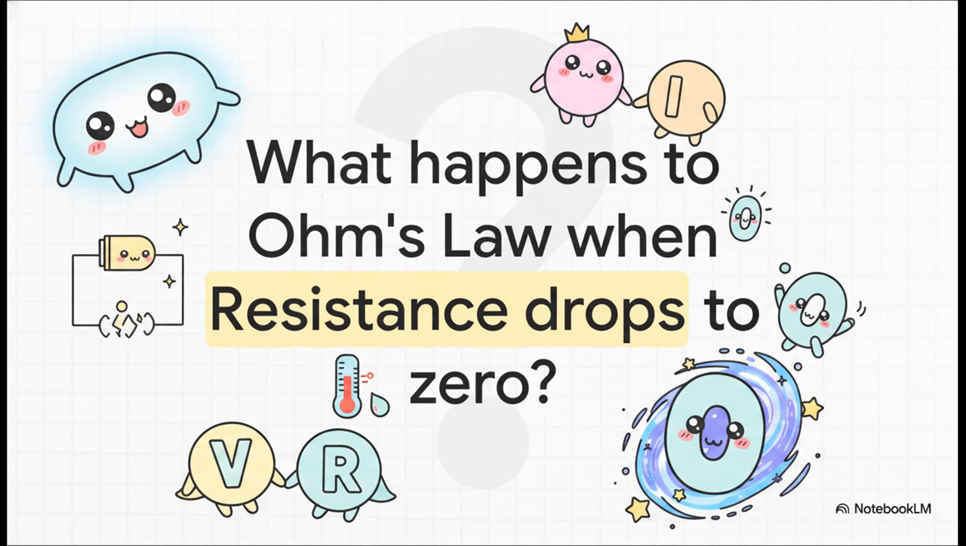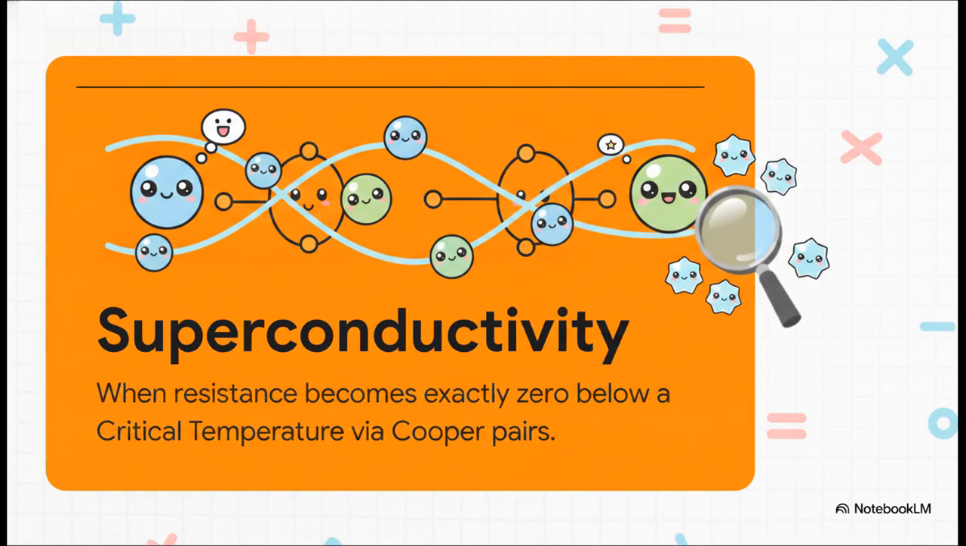But think about the mathematical limit here. What happens to this equation when resistance drops not just to a small number, but to exactly zero? What happens mathematically when we divide by zero? Well, the current becomes essentially infinite. It flows forever without any energy lost. This physical reality is called superconductivity. When certain materials are cooled below a specific critical temperature, their electrical resistance completely vanishes.